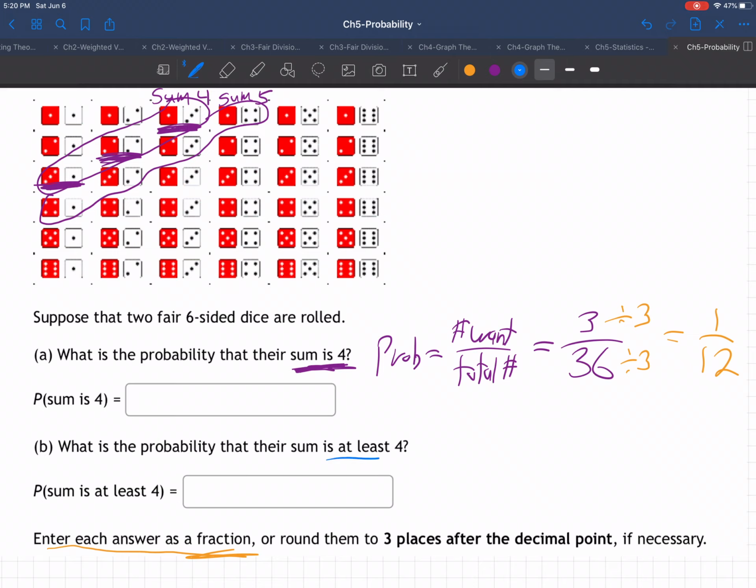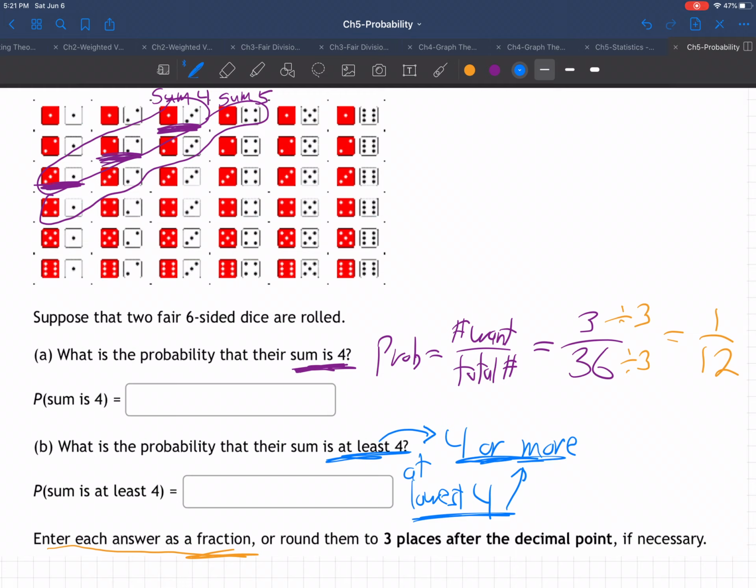What's the probability their sum is at least 4? At least 4 means 4 or more, because it's at the least. So the lowest it can be is 4, so really it can be 4 or more. That's what at least 4 means. At the least 4, at the lowest 4, it could be more. So it's 4 or more.